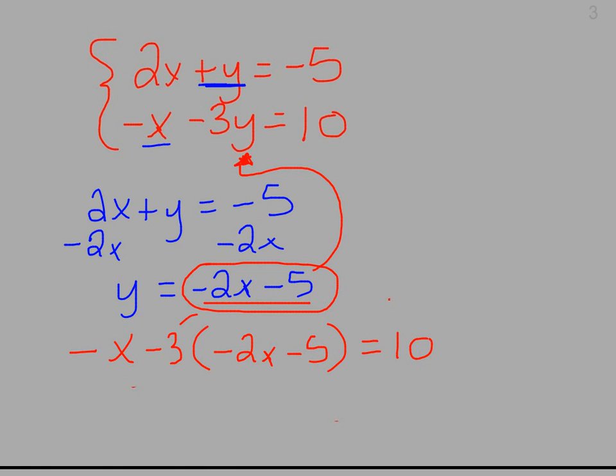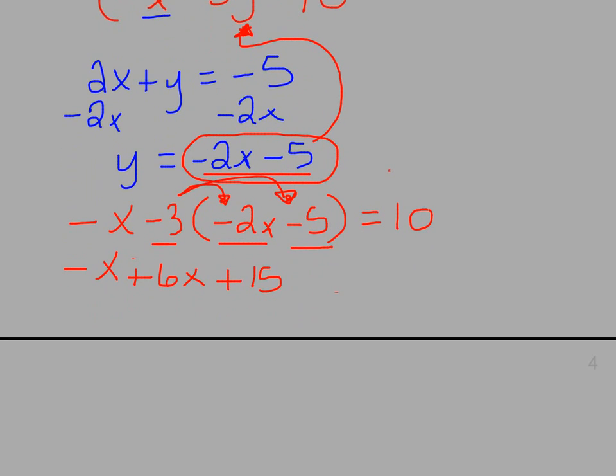So I need to distribute my negative 3 to both things in parentheses, making sure I carry the negative with it. So I'll have negative 6. Negative 3 times negative 2x is positive 6x. Negative 3 times negative 5 is positive 15. So I end up with that. And then I combine my like terms, and negative x plus 6x is 5x. 5x plus 15 equals 10.